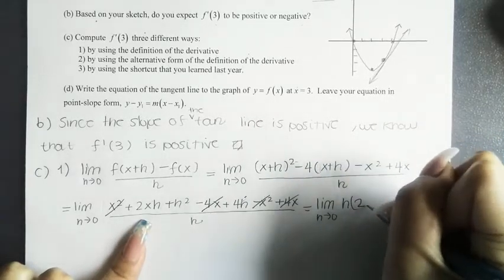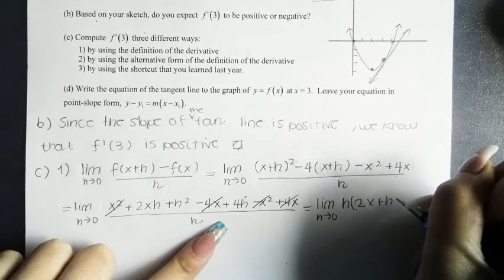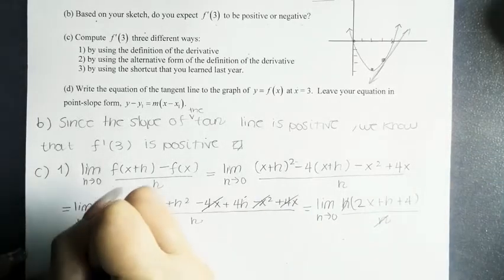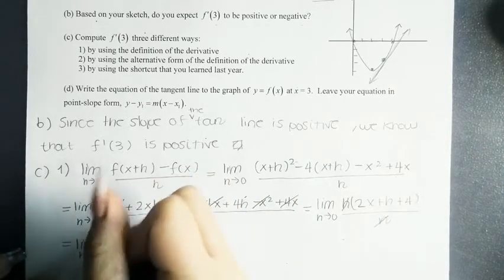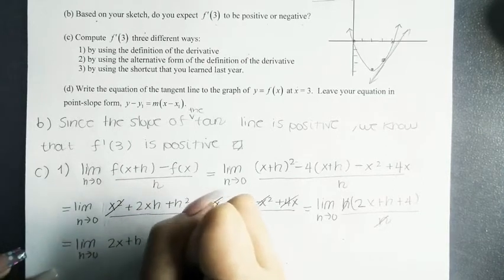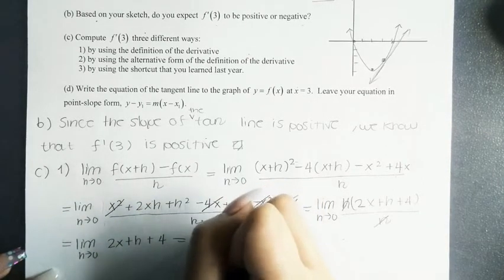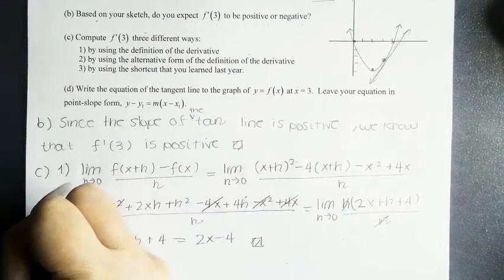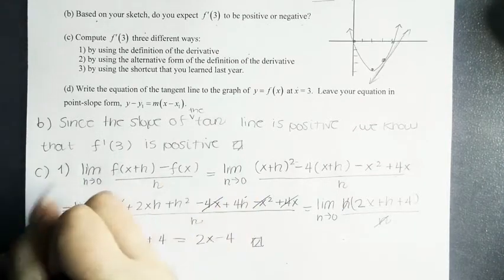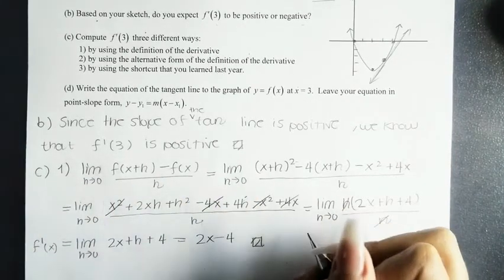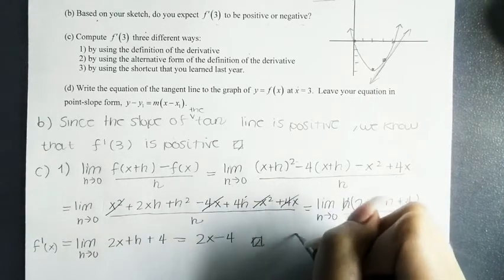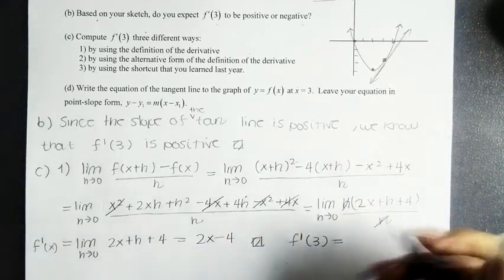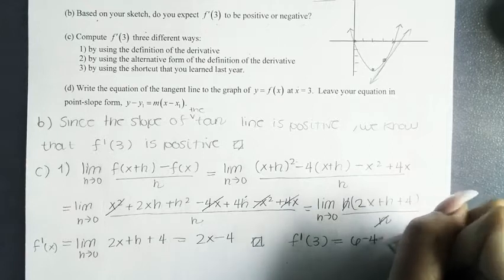So I have 2x plus h plus 4 divided by h. Cancel the h's, so you have that this is going to be the limit when h approaches 0 of 2x plus h plus 4, which you know is going to be 2x minus 4. Okay, and that's basically going to be f prime of x. Moreover, if we are looking at f prime of 3, what happens? Plug the 3 there, so it's going to be 6 minus 4, which is 2.